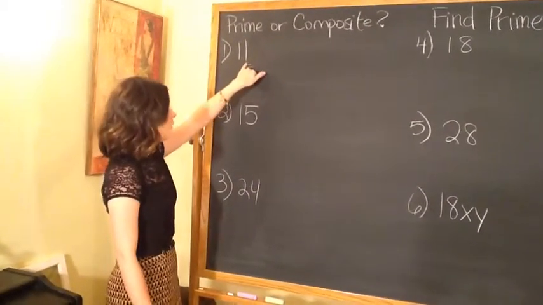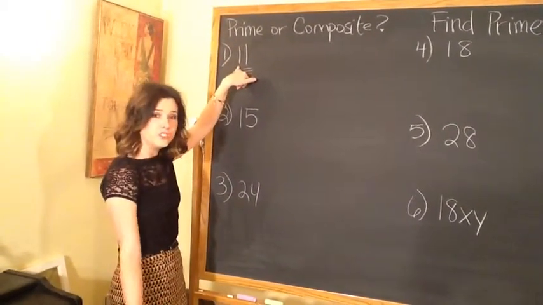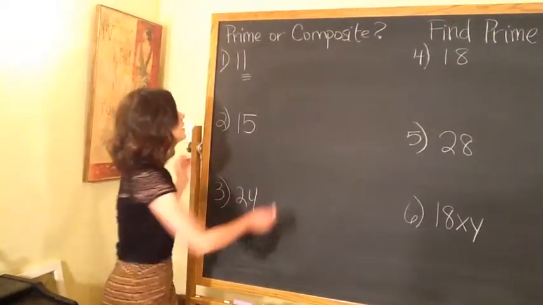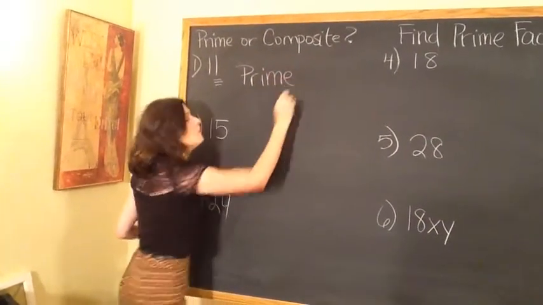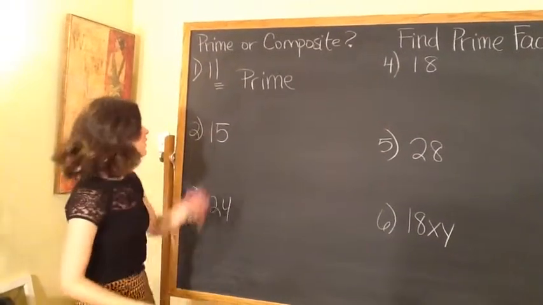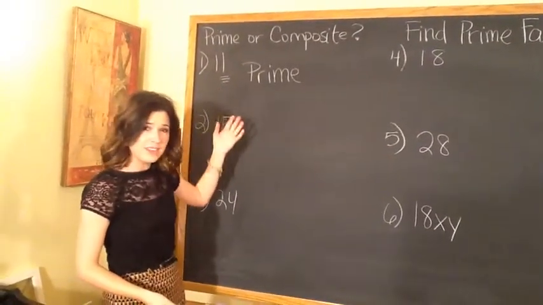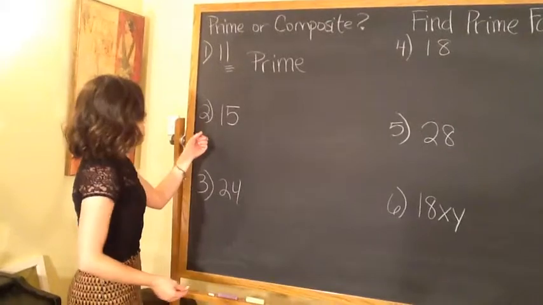And if we add 1 plus 1, that gives us 2. 3 doesn't go into 2. So that means that this number is prime. And even if you think of your number facts, do you ever get a number that multiplies to give you 11? No.